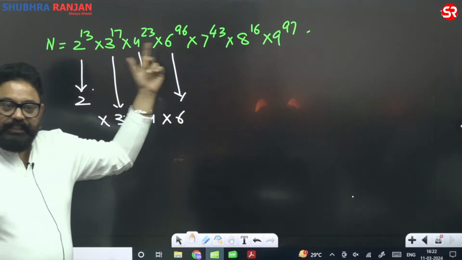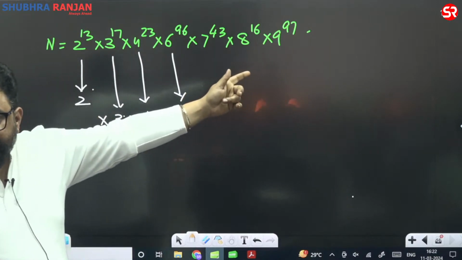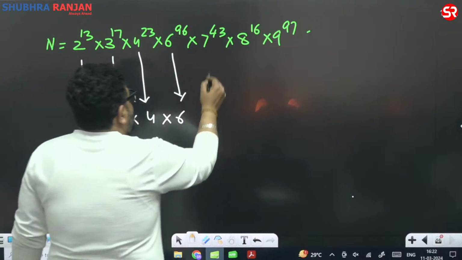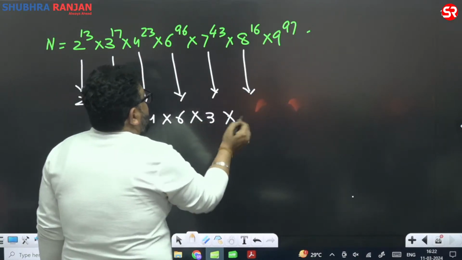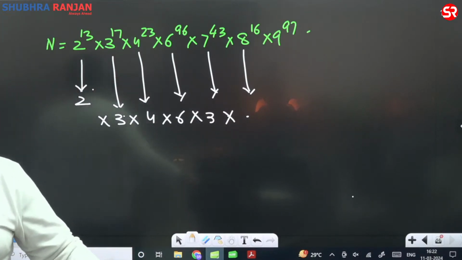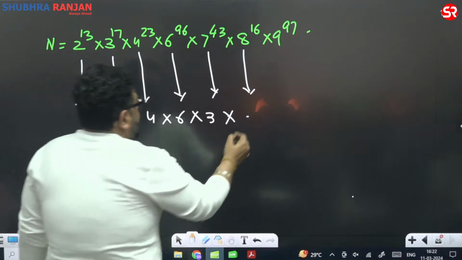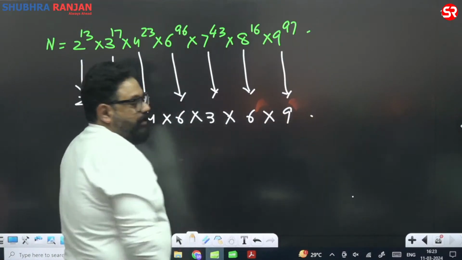7 की पावर 43, 7 की पावर 4 ends with 1, 7 की पावर 40 ends with 1, 7 की पावर 43 ends with 3. चेक करो सब लोग, 3 आ रहा है। 8 की पावर 4 ends with 6, 8 की पावर 16 would also end with 6, and 9 की पावर 97 ends with 9.